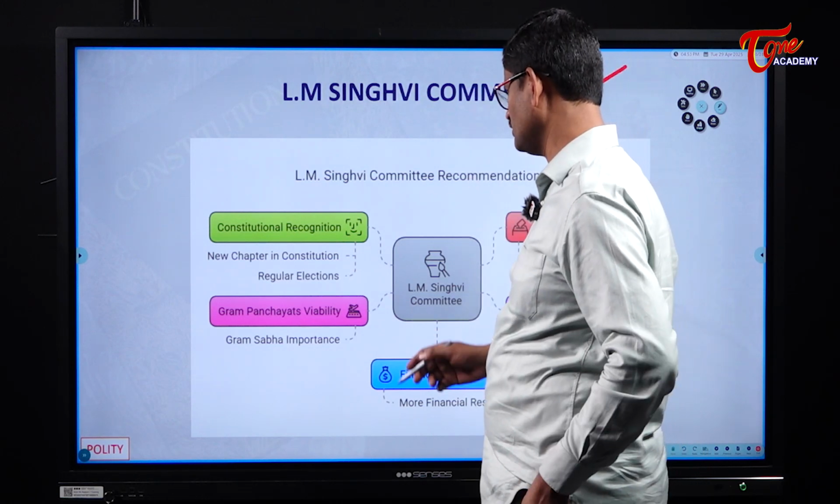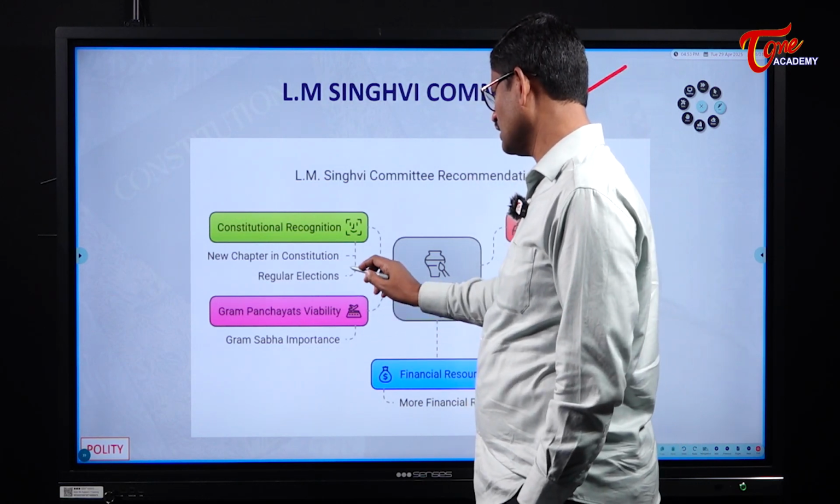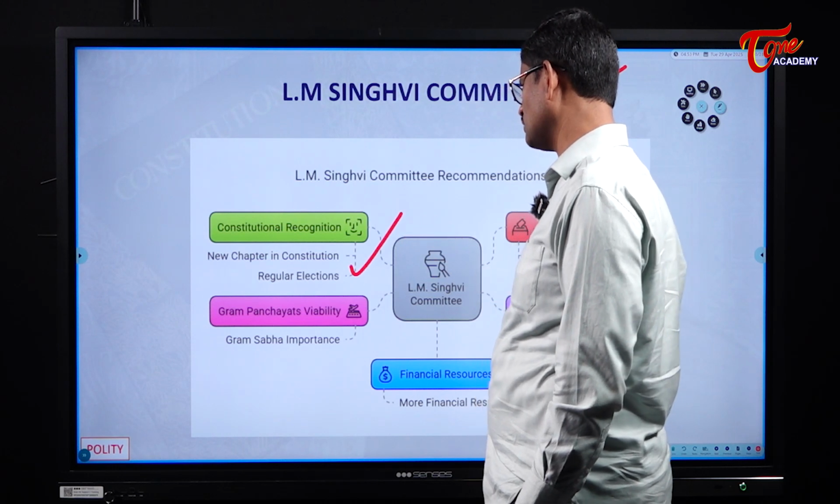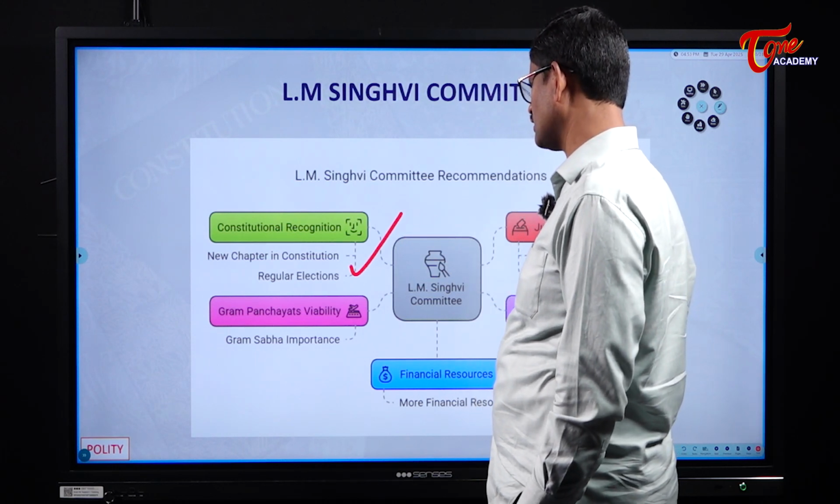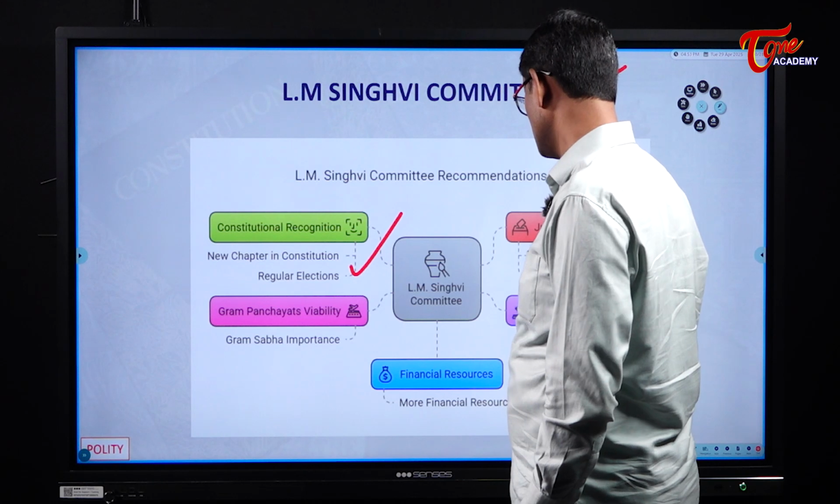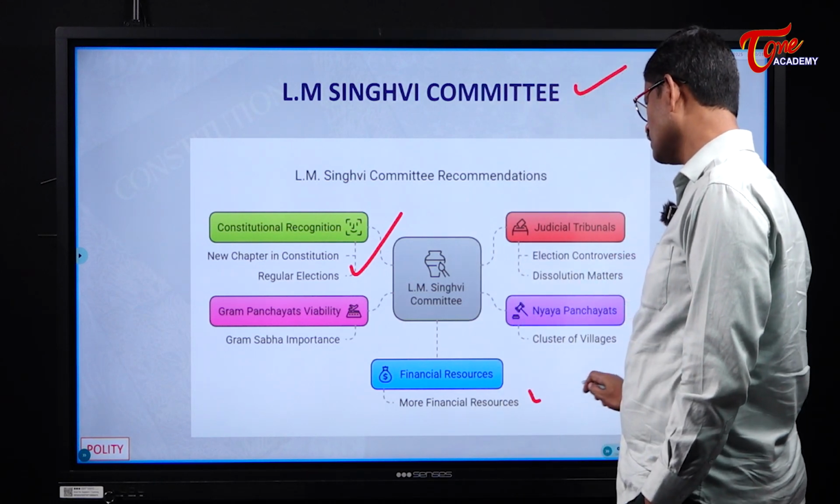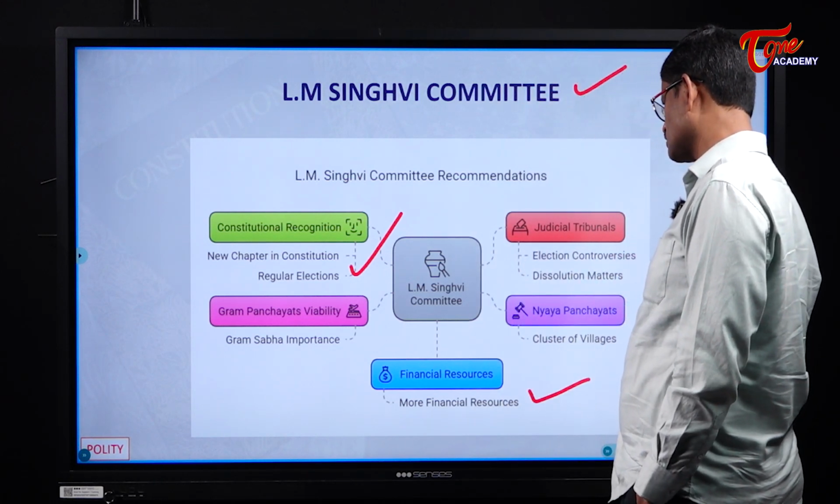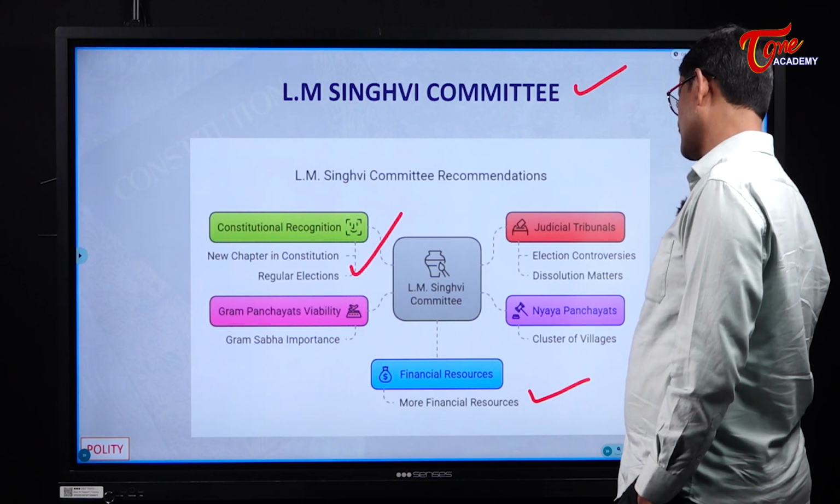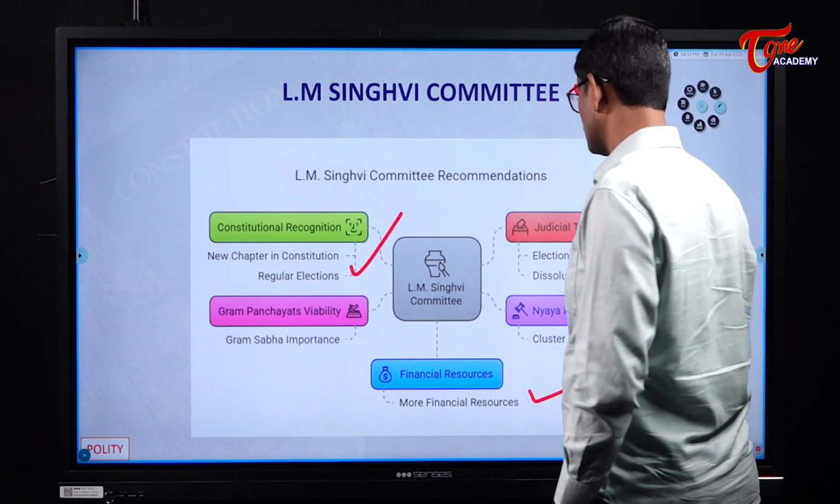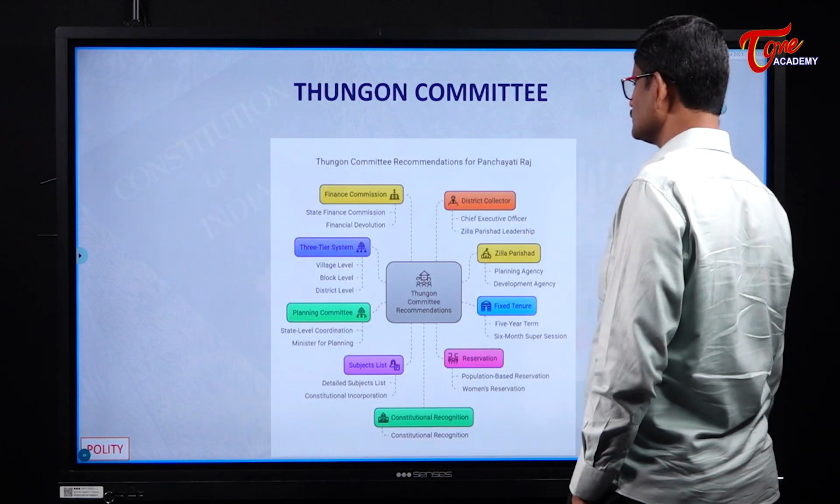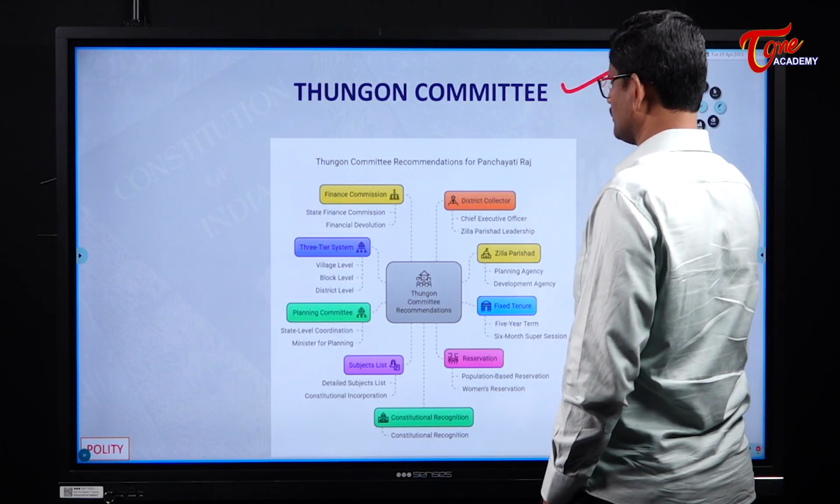In addition to all of these, it also recommended conducting elections to the local bodies at regular intervals. In addition to this, it also has recommended giving more financial resources to the local bodies. So that's it about the recommendations of LM Singhvi committee. The next one is the Thungon committee.